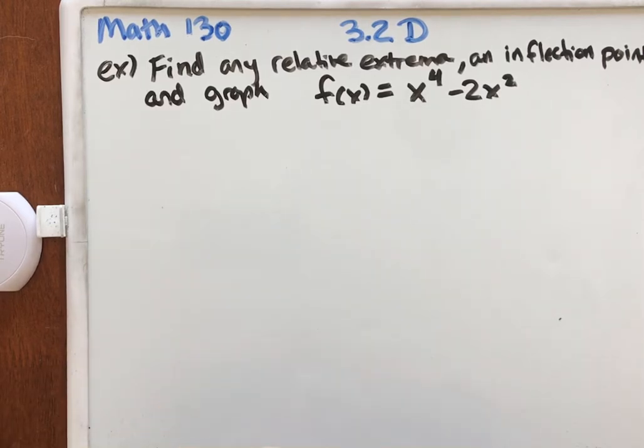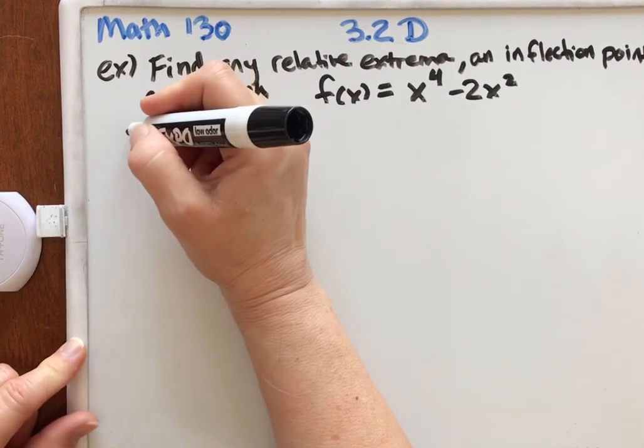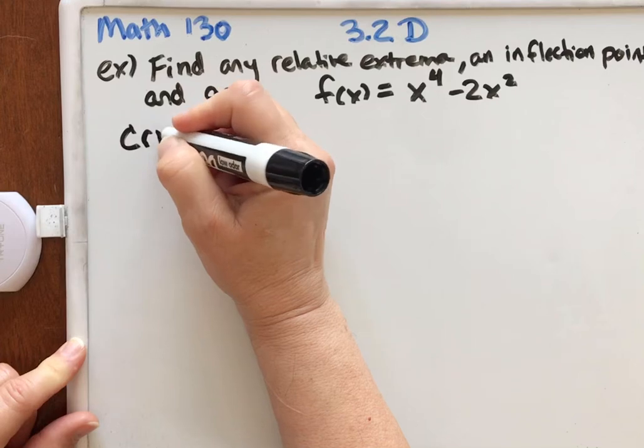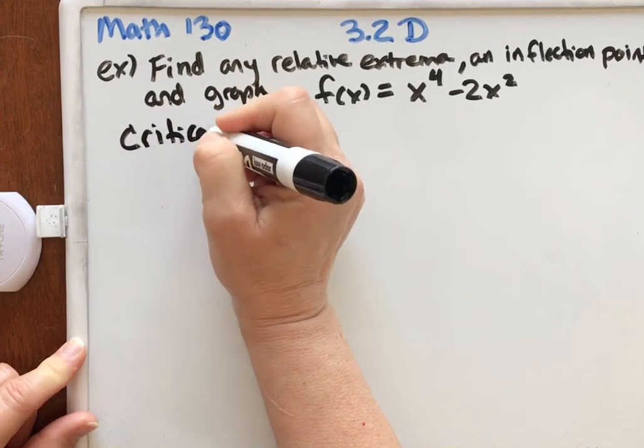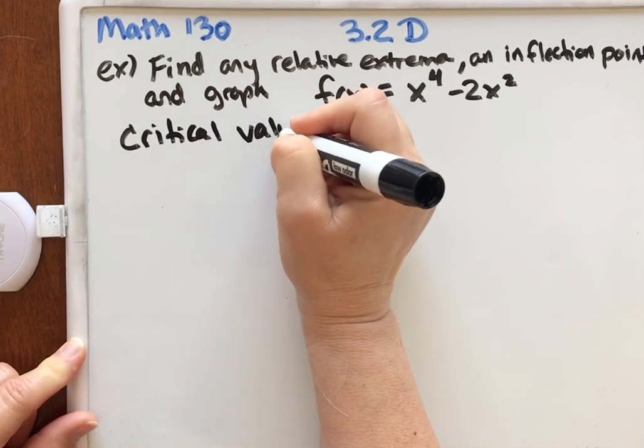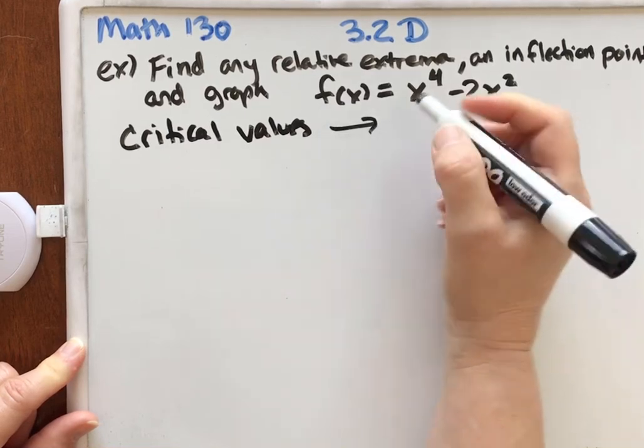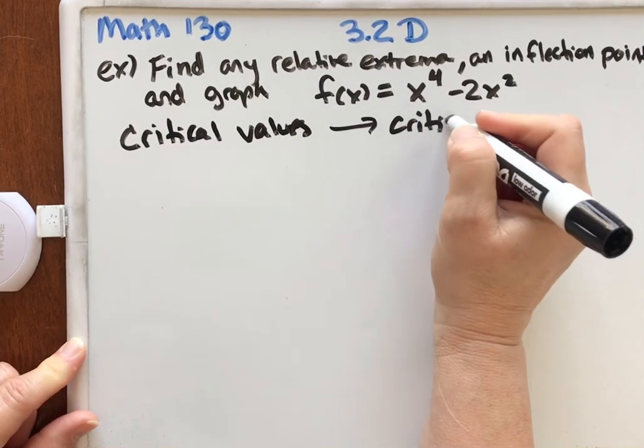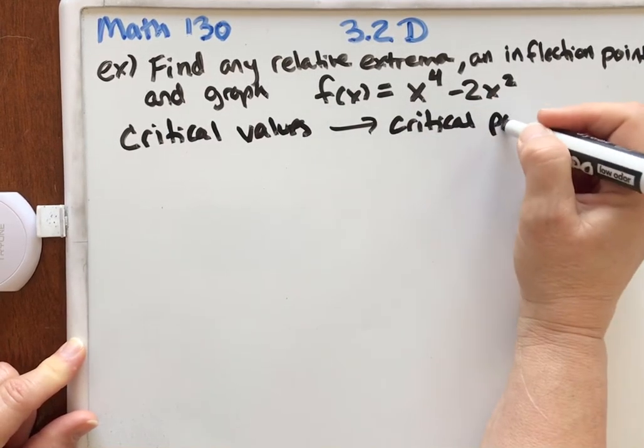Okay, what we need to find out are our critical points. So to find our critical points, we need to find our critical values. Critical values, and then we're going to find our critical points. And we can graph our critical points.